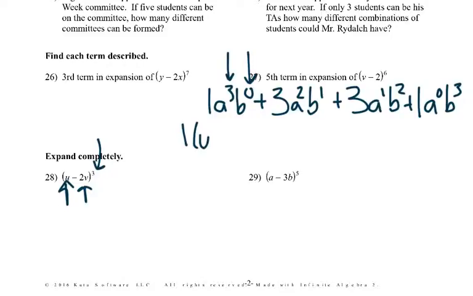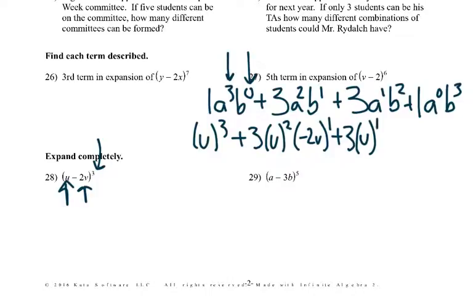So 1 times u cubed times negative 2v to the 0, plus, now we know anything to the 0 is 1, and we know timesing by 1 is useless, so I can just get rid of those if I really wanted to. 3 times u squared times negative 2v to the 1st, plus 3 times u to the 1st, negative 2v squared, plus, once again, that 1 and a to the 0 are both going to be 1, which timesing by 1 does nothing. U to the 0 is still 1. So I can just leave that b and go negative 2v cubed.